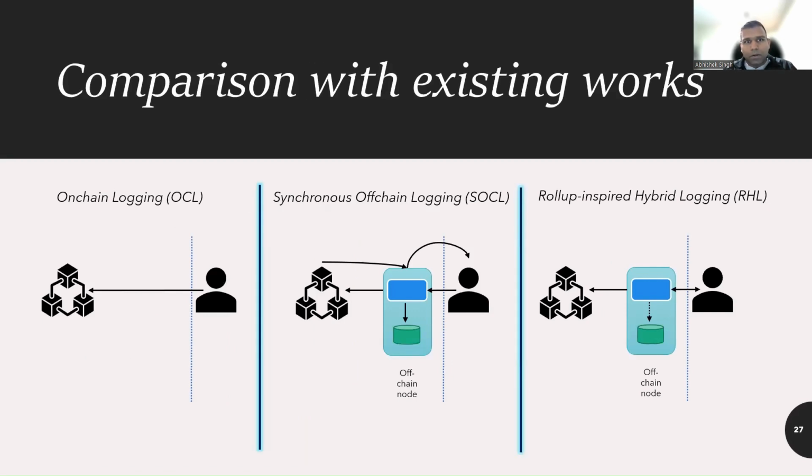The existing work that we compare WedgeBlock with falls into 3 categories. The first is on-chain logging, the second is synchronous off-chain logging, and the third is roll-up inspired hybrid logging. On-chain logging stores data directly onto the blockchain. There is no middleman to store the data. In the second case, the off-chain node performs synchronous writes to the blockchain and then responds back to the client. Only after the response has been generated by the blockchain will a response to the client be sent. In hybrid logging, which is roll-up inspired, much of the work is done on the off-chain node. However, log digests are also written to the blockchain.